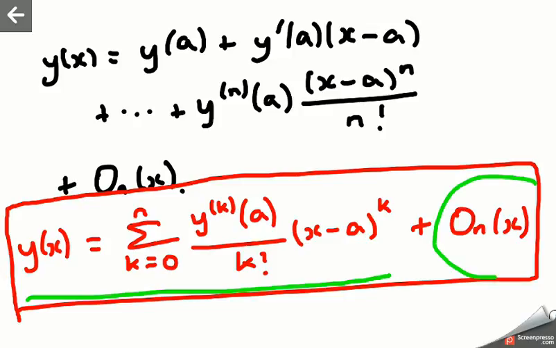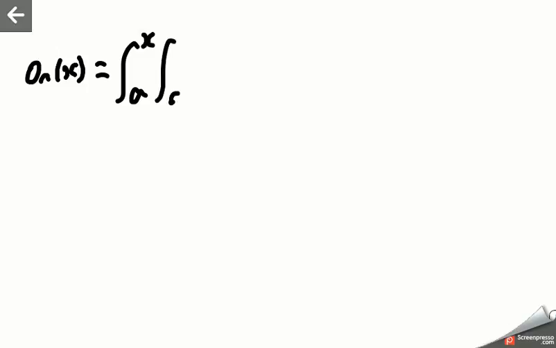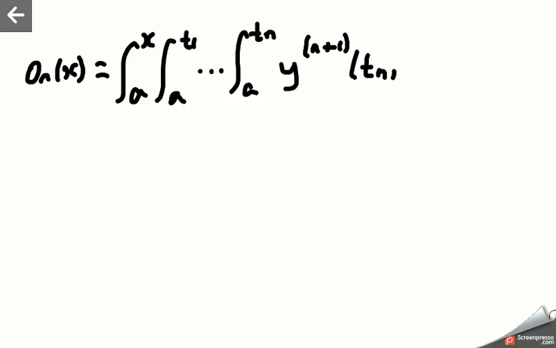Now, what we have to pay attention to is this function here, Rn of x. Let's take a look at what happens to it. I do have to write it out one more time, unfortunately. Rn of x is equal to the integral from a to x, integral from a to t1, all the way up to the integral from a to tn of y differentiated n plus 1 times at the variable t(n+1), dt(n+1) all the way down to dt1.